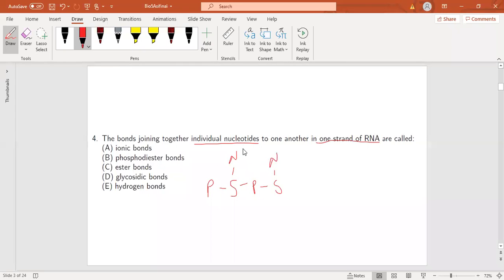Now, what kind of bonds hold these nucleotides together? Well, here's one nucleotide and here's the other nucleotide. What holds them together is this bond right here between this sugar and this phosphate. And it's a dehydration reaction that results in an ester. So what we call these bonds are phosphodiester bonds.